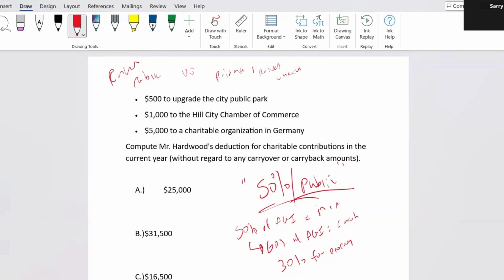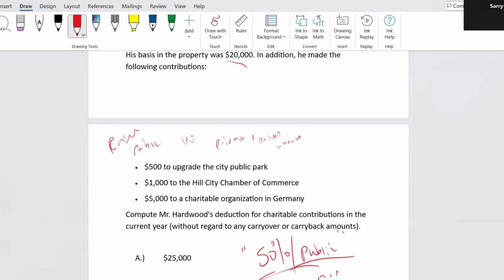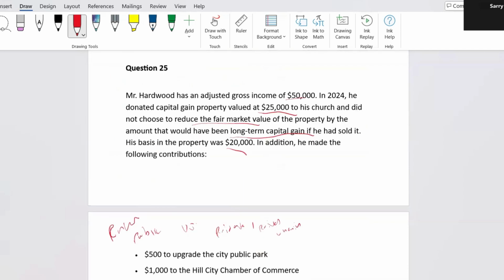In our math, we have the first one, the obvious one, the $25,000. Before we calculate the other things, we can only deduct up to 30% of AGI for public charities. So 0.3 of AGI is $15,000. Yes, he gave property worth $25,000, but because of the AGI limits, he can only deduct $15,000. So we include $15,000 in our math.